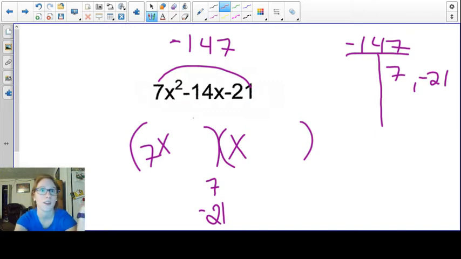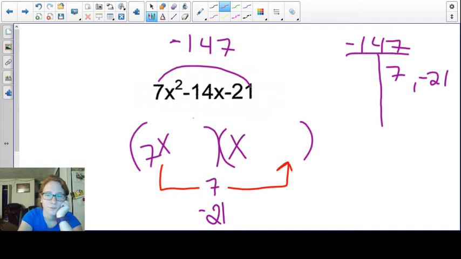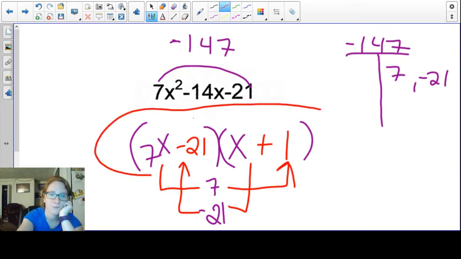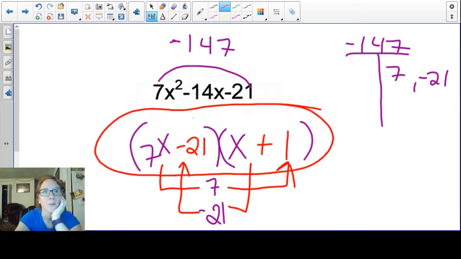This was another one that has potential 2 answers. 7 divided by 7 is 1. Negative 21 divided by 1 is negative 21. That's my answer.